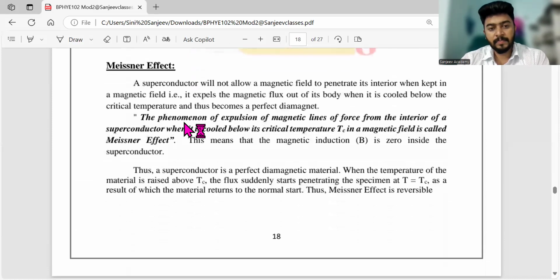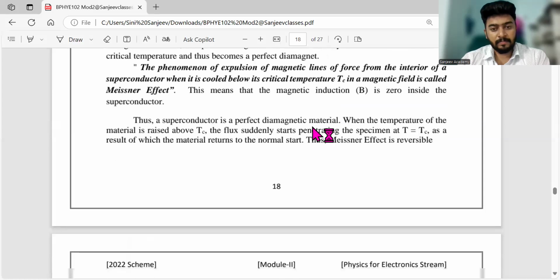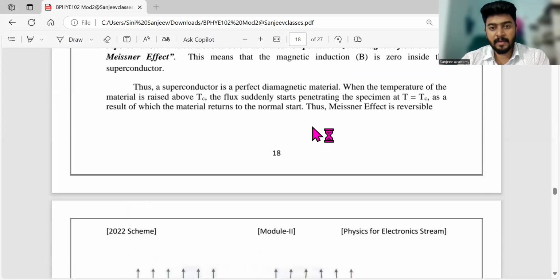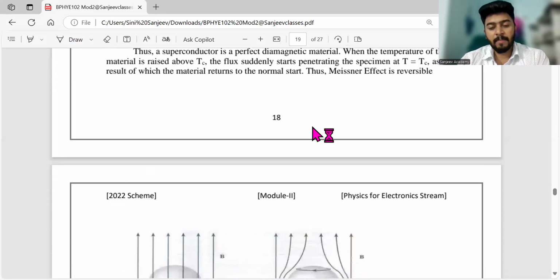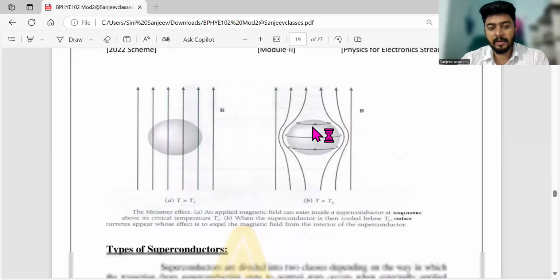Meissner effect. The phenomenon of expulsion of magnetic lines of force from the interior of a superconductor when it is cooled below its critical temperature in a magnetic field is called the Meissner effect. So it is a perfect diamagnetic material. Diamagnetic in the sense all electrons are paired. Paramagnetic, all electrons are unpaired. So it's a perfect diamagnetic material. Draw diagrams.